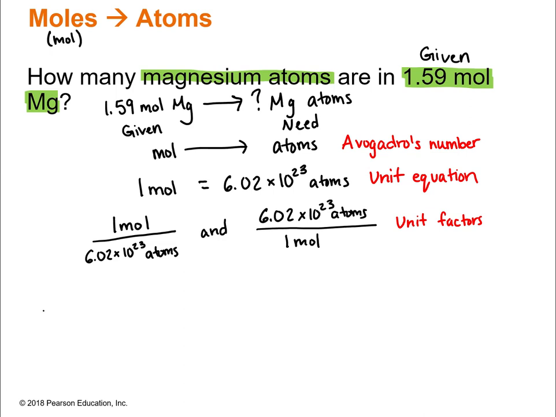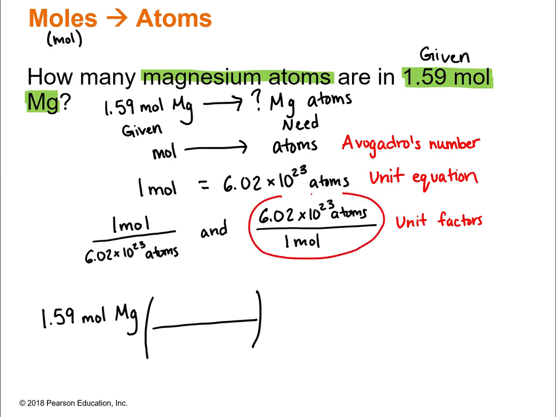Now we get to set up the problem. We're starting with 1.59 moles of magnesium. We need to convert moles to atoms. It means we got to get rid of moles. Moles are in the numerator. In order to cancel out the unit, I need to have one in the numerator and the denominator. So my unit factor has to have moles in the denominator. I cancel out the moles because I've got one in the top and one in the bottom. And I'm left with atoms, which is what I want.